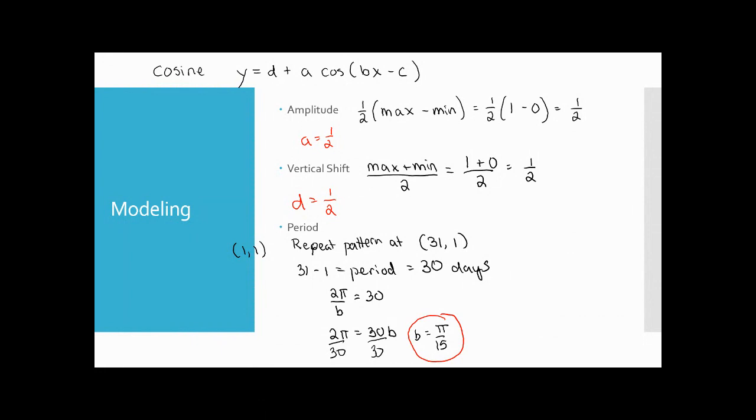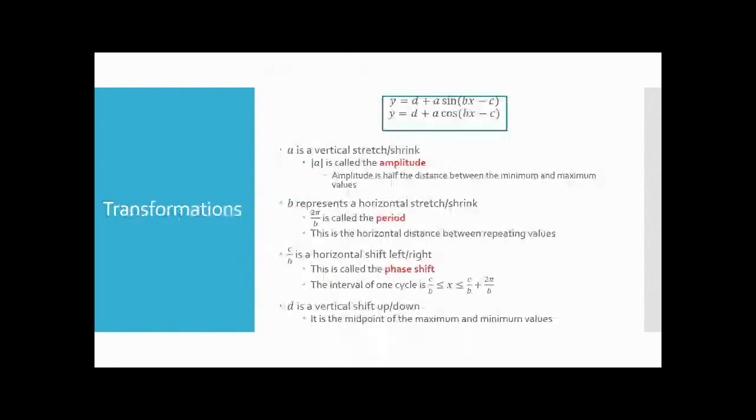Now we also need to use the period in order to find C. If I go back to my definitions, we have C over B, which is the horizontal shift left or right. And then we have the interval of one cycle, which is C over B to C over B plus 2 pi over B. So we know that one cycle starts at 1 and then goes to 31. So I can say C over B equals 1 because I know what that period is. Or if you wanted to, you can use the right side and say 31 equals C over B plus 2 pi over B, but that's a little more complicated.